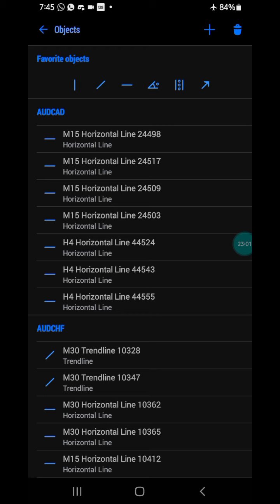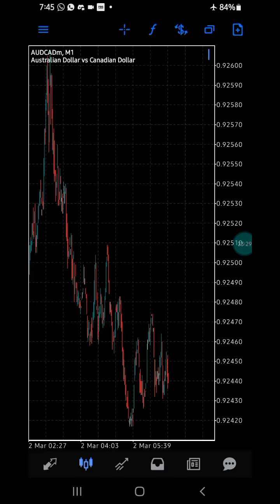For this AUD/CAD, what you see, M15 horizontal line, shows that I've used a particular tool on my chart. So any tool you use on your chart appears here. For example, let me pick a tool. I pick this first tool. This is a vertical line. It's like an indicator, but we call it an object. It's used to analyze the market. I pick this by clicking on it.